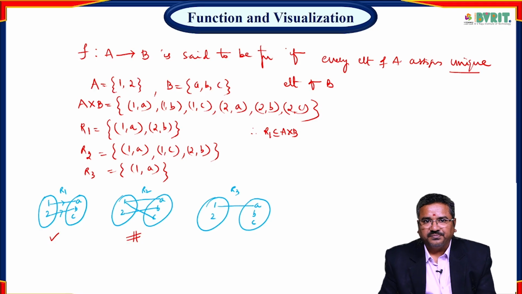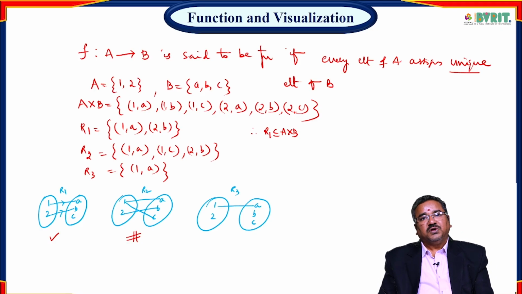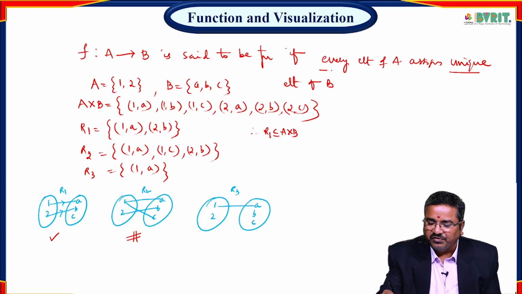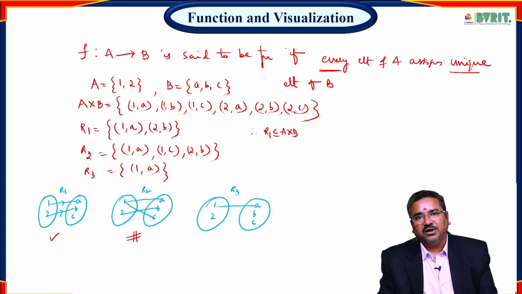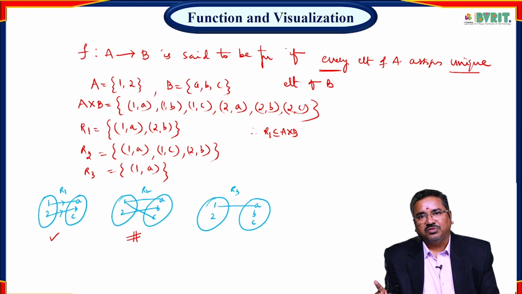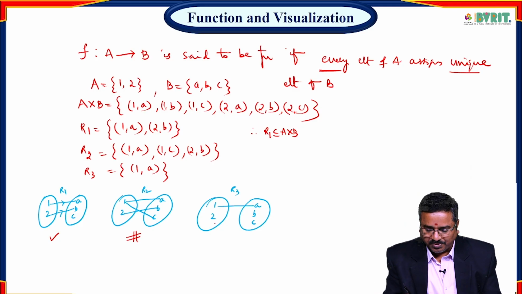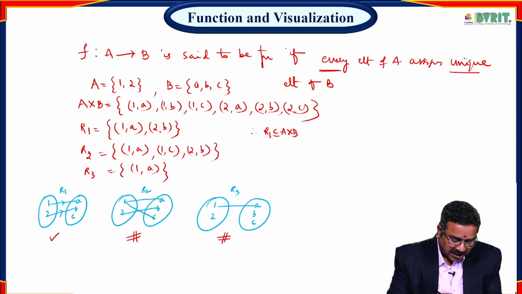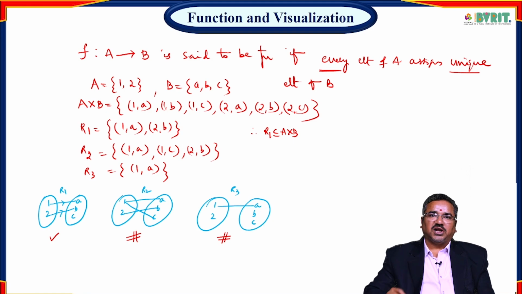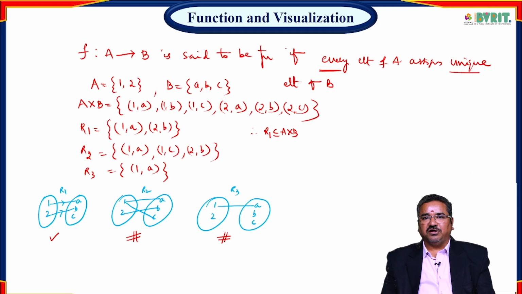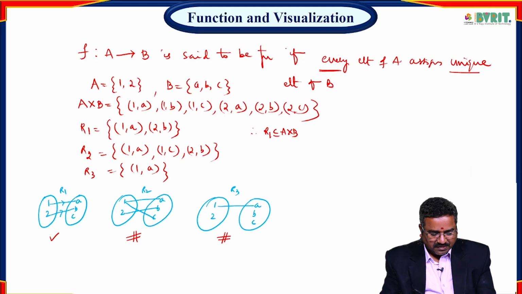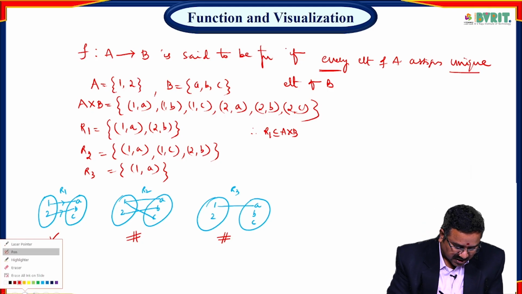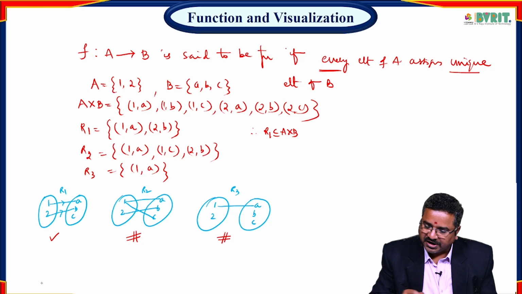But look at this relation. Is it a function? No. What is the condition? Every element of the domain A should be mapped to elements of B. But there is no map for 2. Because of that reason, it is not a function. So now it is clear: every function is a relation, but every relation need not be a function. Just look at R2 and R3: relations but not functions. Similarly, we can visualize graphically how it looks. So I will take the first one, this one.